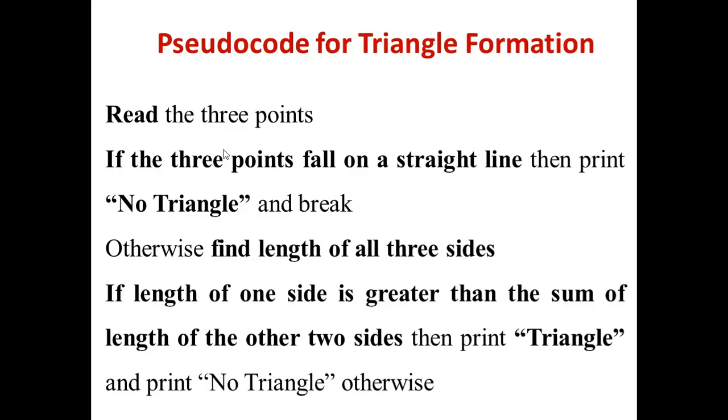This is the pseudocode for it. First we have to read the 3 points. Then we have to put up a condition. If the 3 points fall on a straight line, then we print that as no triangle. Otherwise, just find the lengths of all the 3 sides.